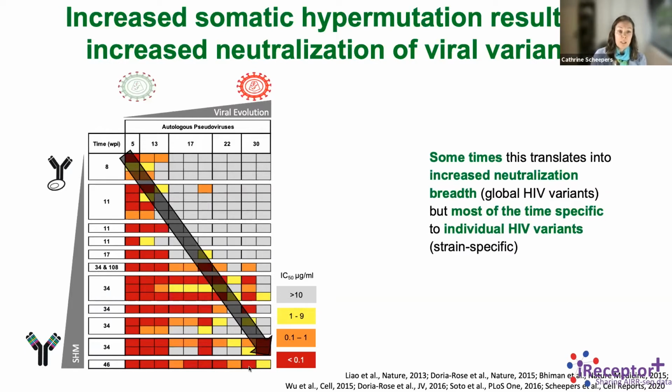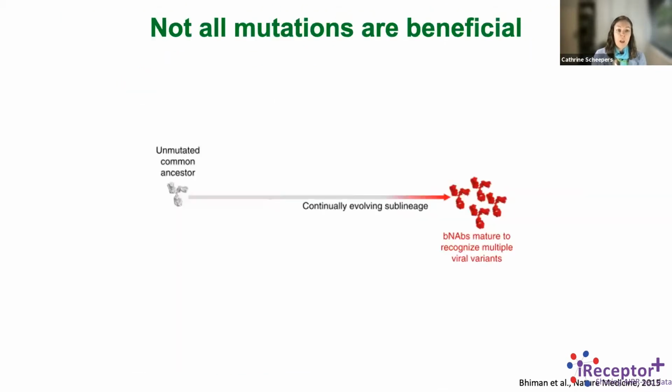Sometimes this increase in somatic hypermutation results in neutralization breadth of global HIV strains, but more often than not, it remains strain specific. So not all mutations are beneficial. We've shown this before with CAP256, but it's true for most coevolution stories. This is really the ideal pathway. You start with a common ancestor, and the antibodies evolve to become broadly neutralizing antibodies.